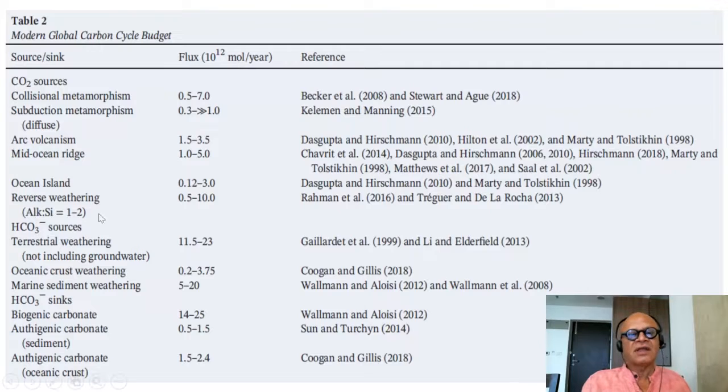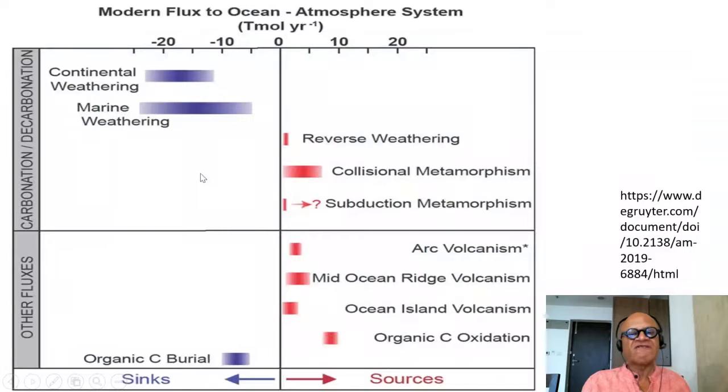Okay, these numbers are also represented graphically in this at this site here, looking at modern flux to the ocean atmosphere system in teramoles per year. Carbonation, decarbonation reactions include continental weathering and marine weathering. So here the marine weathering estimate is much larger, going from about 5 teramoles per year to more than 20 teramoles per year, so slightly greater than continental weathering in terms of CO2 sinks.